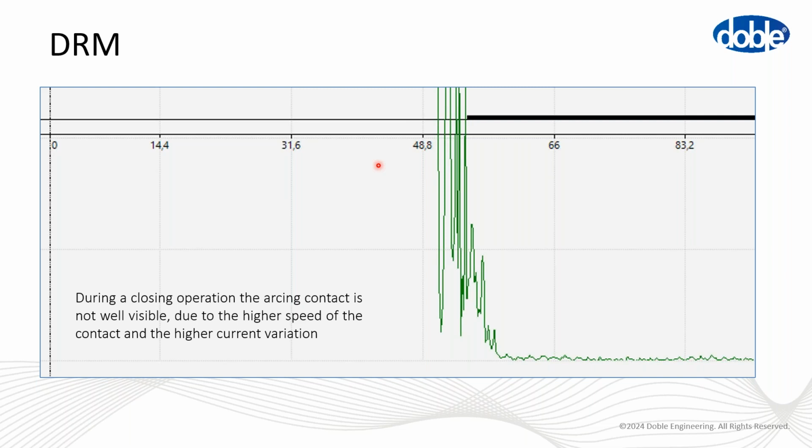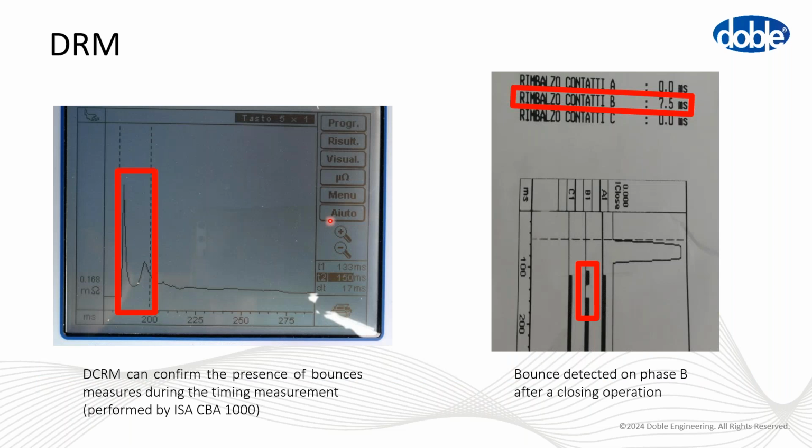For the close operation, it usually is not required to make the dynamic resistance measurement because you cannot find very good results. This depends on the difference between the close and open contact, which is very, very high. So you cannot have a good result in this case. The dynamic resistance also allows you to see if you have bounces in the trend of the CB. So if you have bounces, you can also verify it using this test.